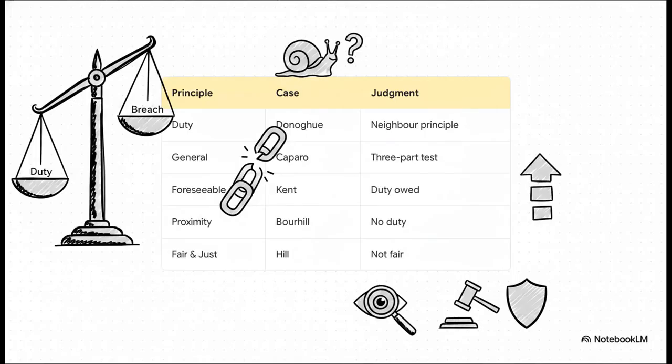You might want to pause this explainer and jot this down, because this right here is your ultimate study guide. It maps every major principle we've discussed today straight to its corresponding case and judgment. You've got your foundational neighbor principle in Donoghue. You've got your modern three-part test in Caparo, and your specific applications for foreseeability, proximity, and policy in Kent, Bourhill, McLaughlin, and Hill. If you can confidently cite these on your paper, you are in incredible shape.